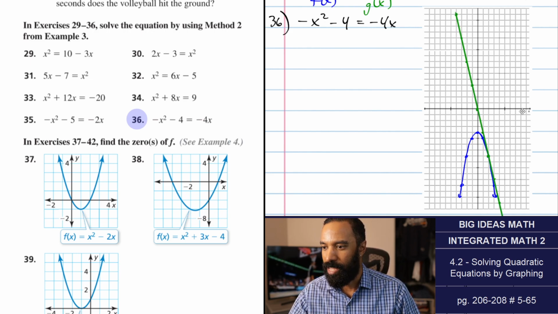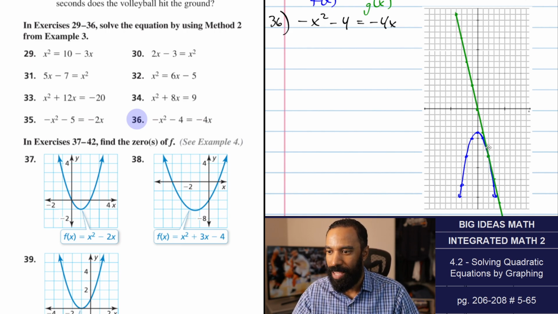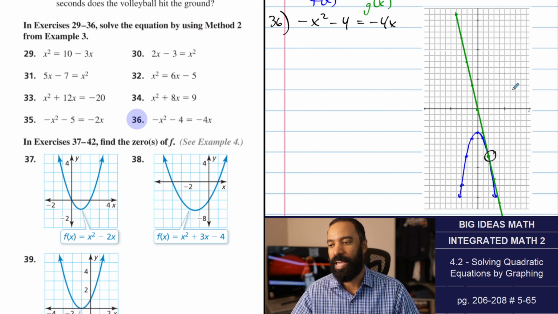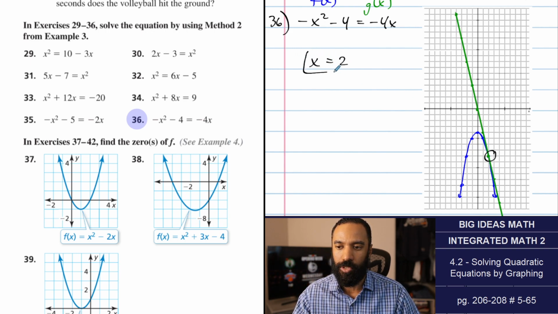That's the only place that it hits together. It doesn't touch multiple times over and over and cross back. It just touches together right here only. And I hope that that graph is a good indicator of that. The x value of this is what we're looking at. That's x equals 2. X equals 2 is the solution to this guy.